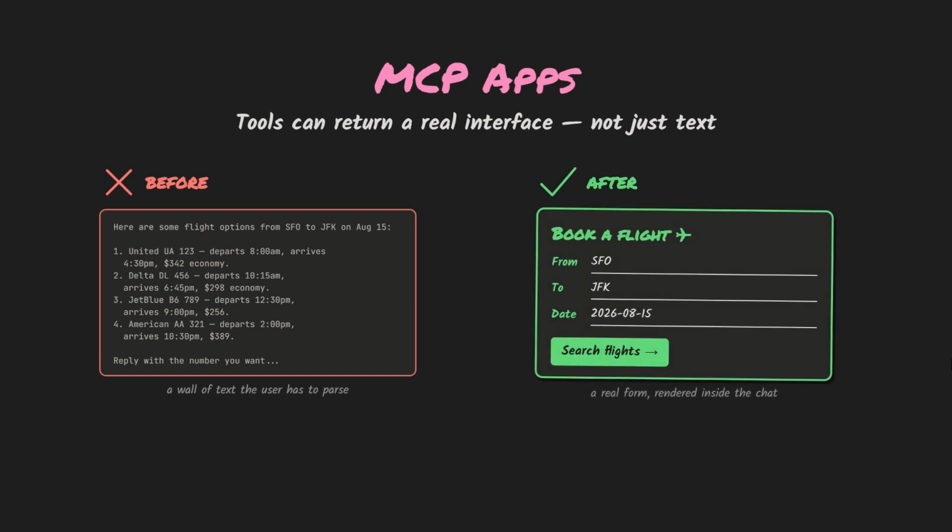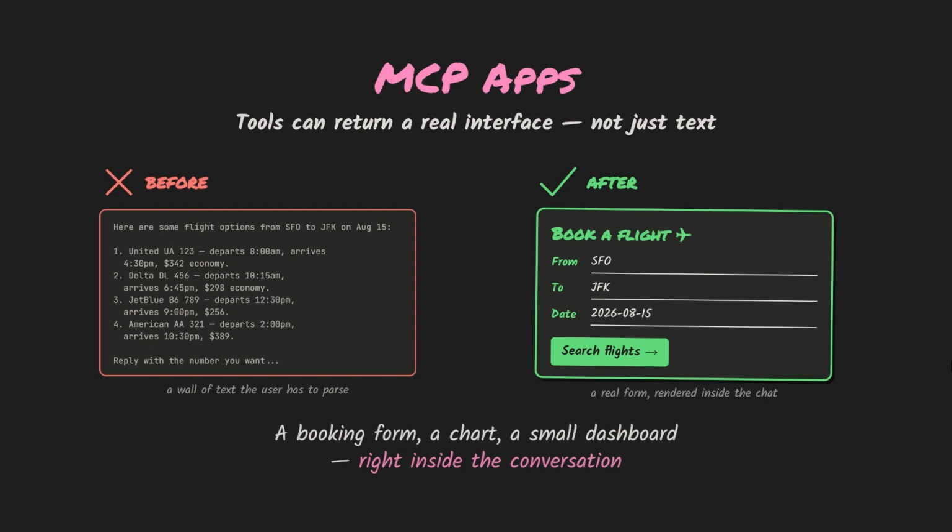There's also a new piece called MCP Apps, which lets a tool return an actual visual interface, like a form, a chart, or a small dashboard, instead of just plain text. So instead of an agent replying with a wall of text about flight options, it can literally show you a booking form right inside the chat.